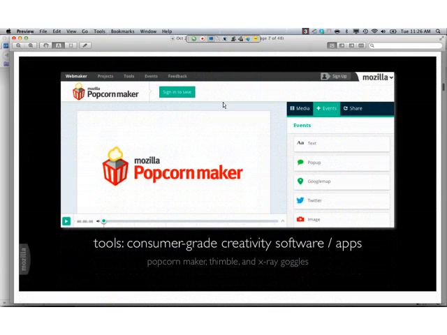Second piece is tools. These are consumer-grade creativity software and apps that work in any web browser. Popcorn Maker, Thimble and the X-ray goggles are what's there now, and over time that may expand. And as we've partnered with other people, we've also, through projects, directed people to other tools that they can use.